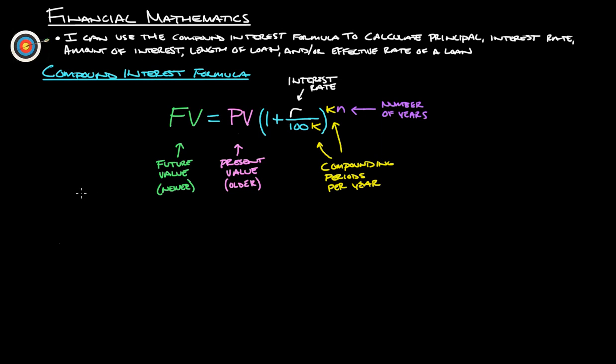All right, so first things first, compound interest formula. This is the formula that you will get on your IB test. FV stands for future value, which is the newer value, equals PV, present value, or the older value, times 1 plus r, where r is the plain interest rate, not as a decimal, because dividing by 100 here is going to turn that into the decimal. And then k is the compounding periods per year, and n is the number of years. So that's our formula.